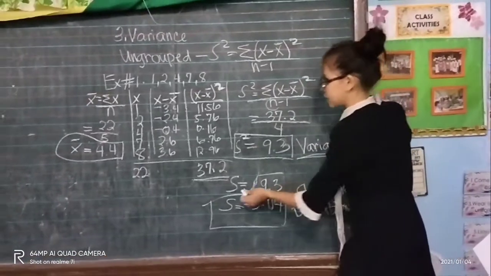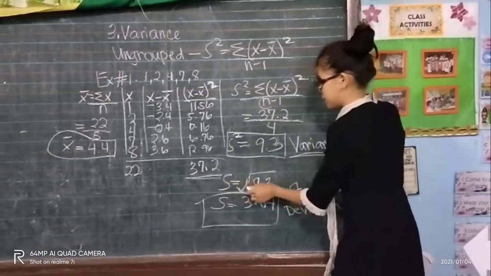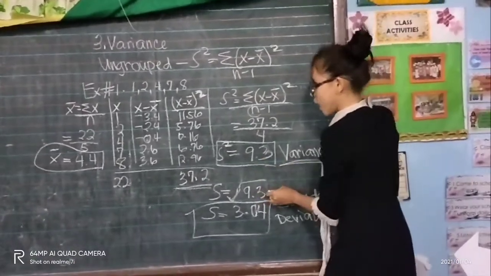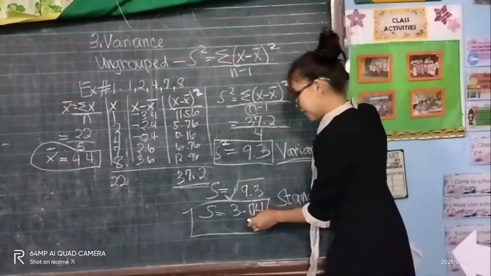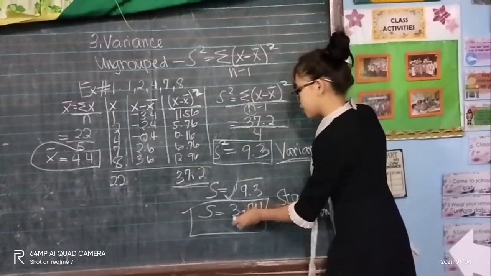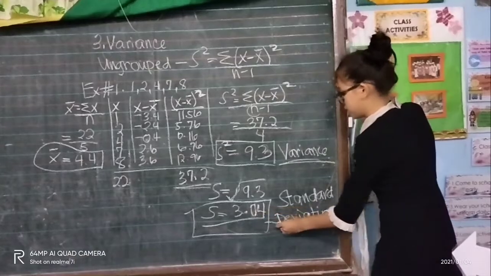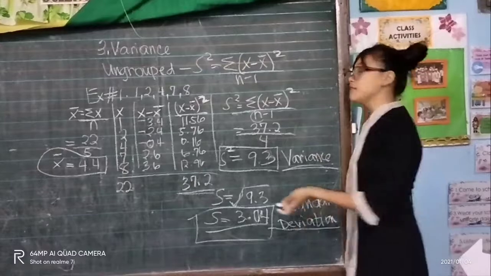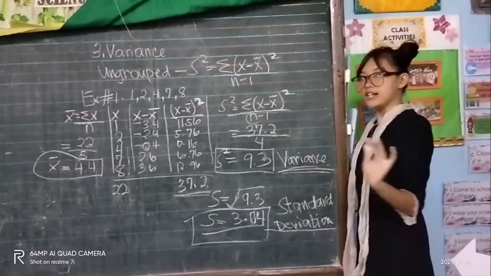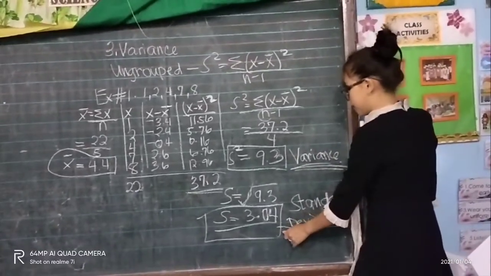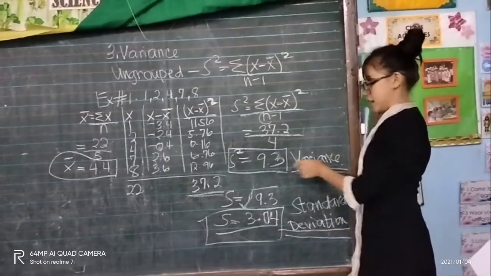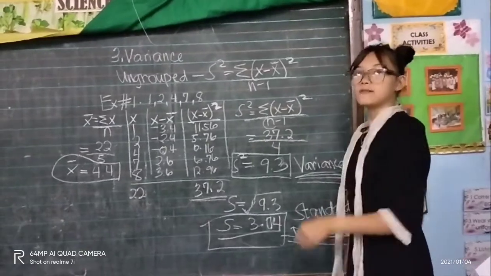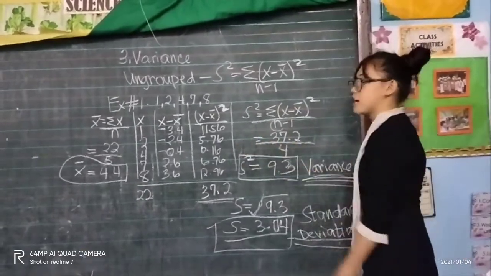Our standard deviation S is equal to the square root of our variance. Our variance is 9.3, so the square root of 9.3 is 3.04. So this is our standard deviation. Standard deviation is very easy. If we have the value of our variance, we can compute the standard deviation. We cannot compute it if we don't have the value of variance, so to get the standard deviation, we first solve for our variance.